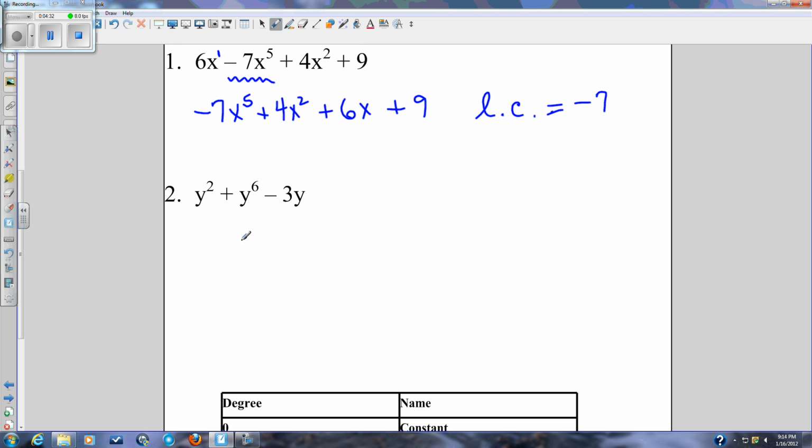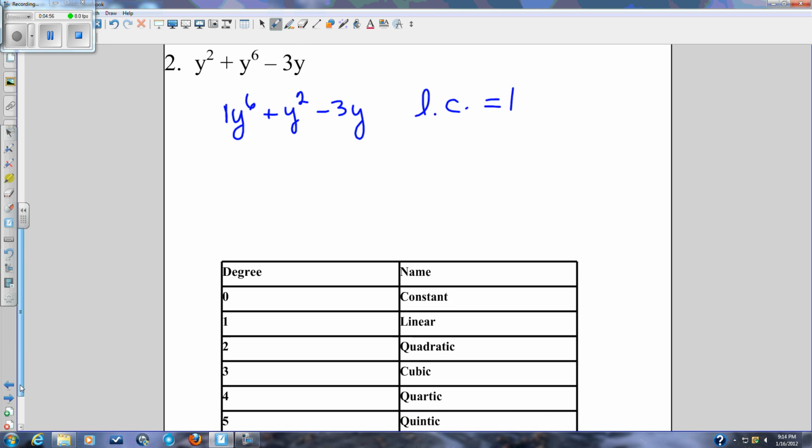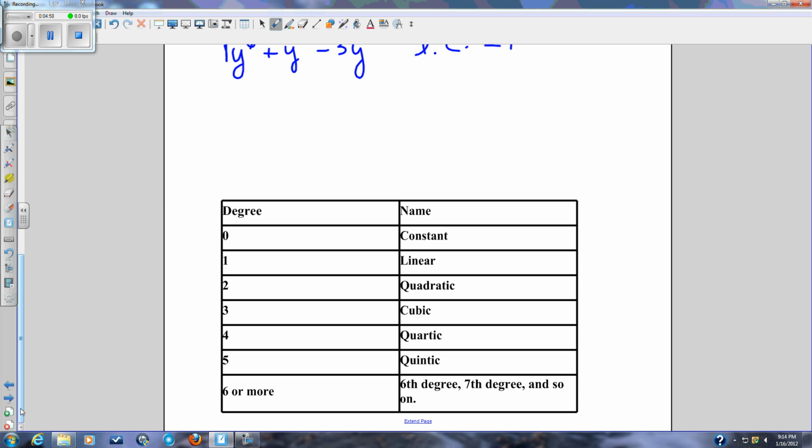y to the 2nd plus y to the 6th minus 3y. Written in standard form, highest exponent would be on y to the 6th. Second highest exponent's on y to the 2nd. And then we're left with minus 3y. If you want to know what the leading coefficient is, really this would be a 1 here. So the leading coefficient is 1.